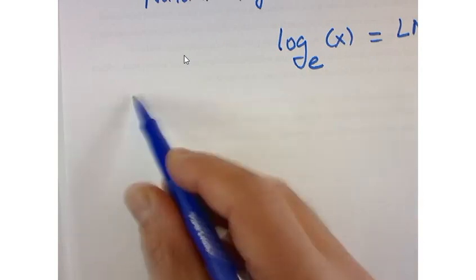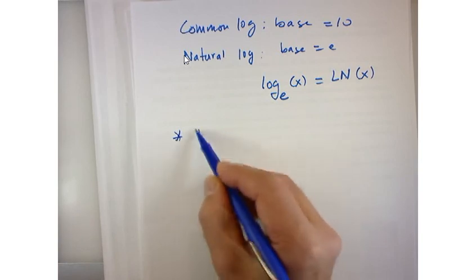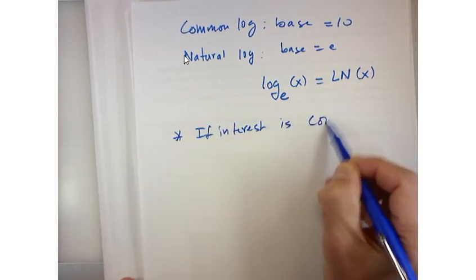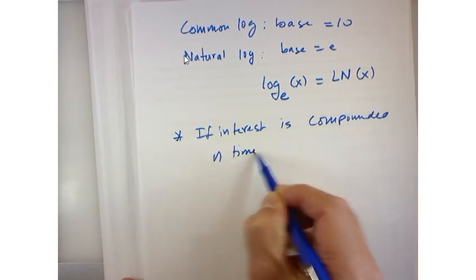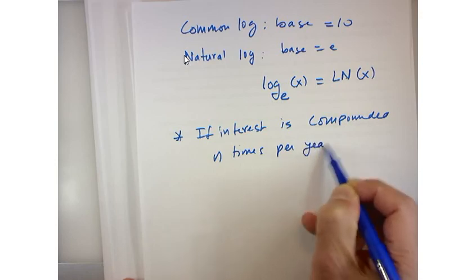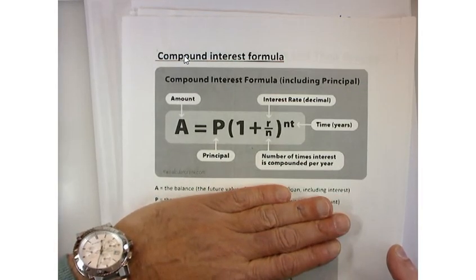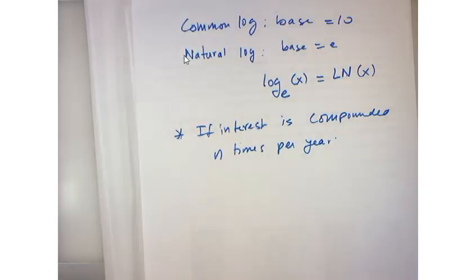Okay. So now an application of e. If interest is compounded n times per year, we use this formula. Remember we went over this. That's the compound interest formula if interest is compounded n times per year.